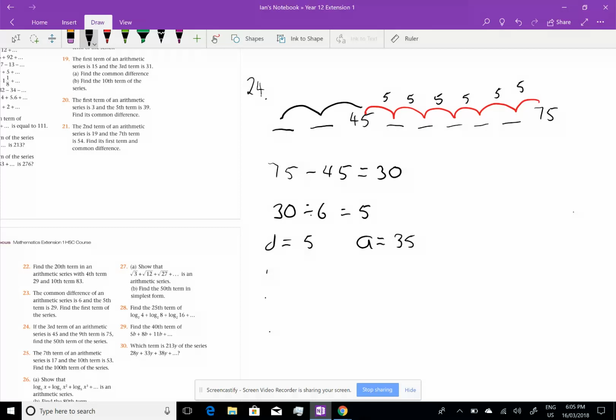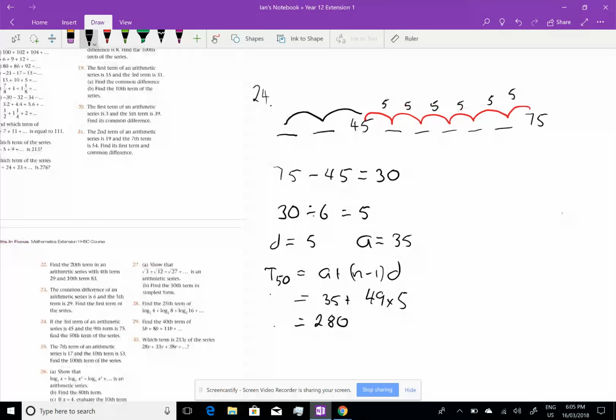And then I can just ask, what do I want to find? T of 50. And if I wanted to, I could have just kept going, but 50 is too many. That's a plus n minus 1 times d, and that gives me 35 plus 49 times 5. If I grab my calculator, 35 plus 49 times 5, it's 280. So you can do these questions in that manner.